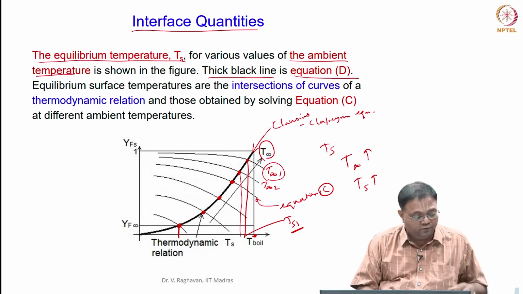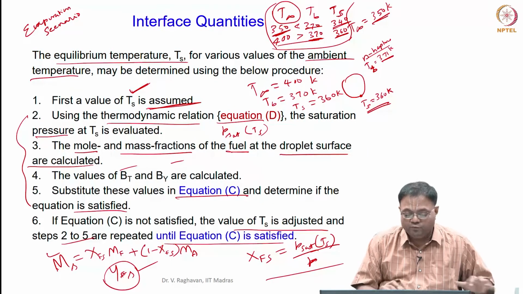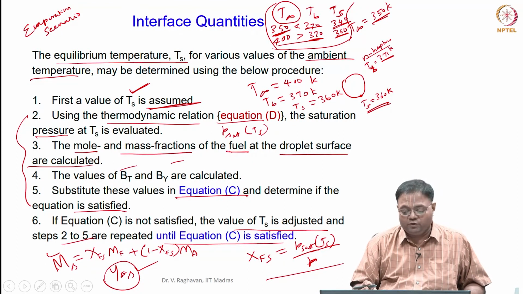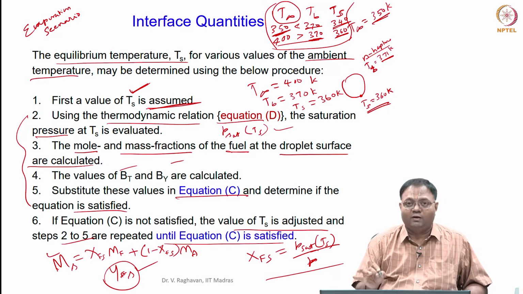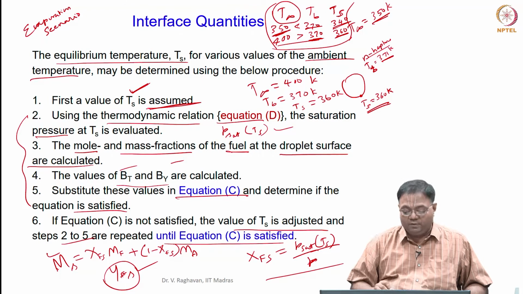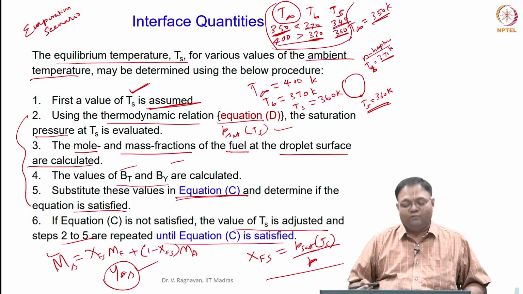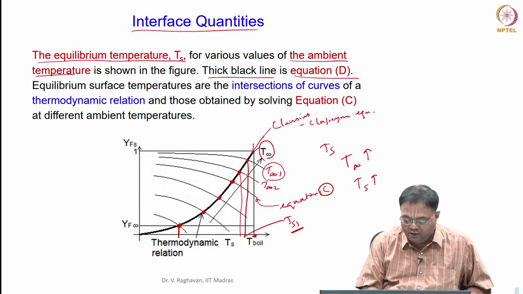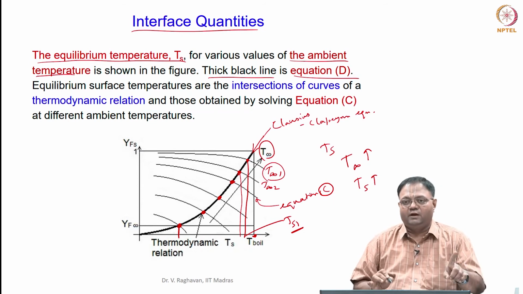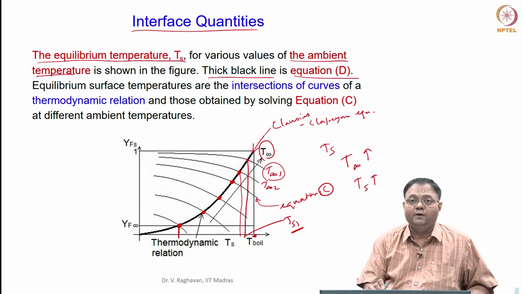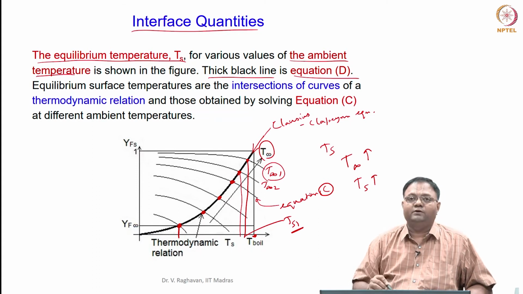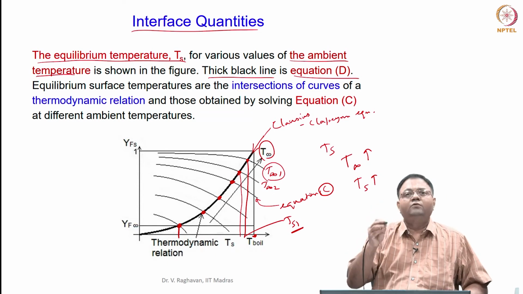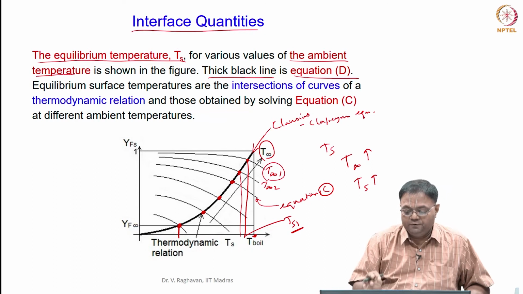Graphically, I am trying to show you the procedure. What you do, I have illustrated here: assuming a value of Ts, you calculate the Clapeyron equation, calculate the Psat and find the mole and mass fractions, then calculate the transfer numbers, then use the equation to verify the validity of equation C. If not, adjust the value of Ts and iterate. So graphically, for a fixed T infinity value you get curves for equation C, and those curves should intersect equation D, which is the Clapeyron equation. At the intersection, for a given T infinity, we will get the value of Ts.